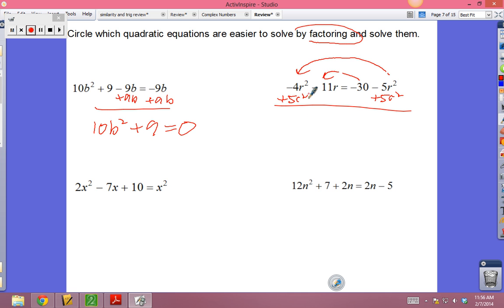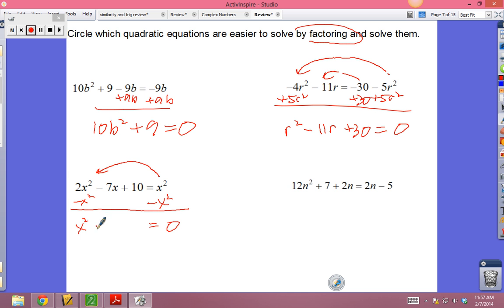So you got, this is r squared. But if I plus 30 here, how come I cannot add 30 to a negative 11r? So I'm just going to go negative 11r plus 30. And then on this side I got 0. Okay, let's do the same to this third one. Let's move this guy over here. So let's minus x squared, and let's minus x squared. So that zeroes out. And then this is going to be x squared minus 7x plus 10.